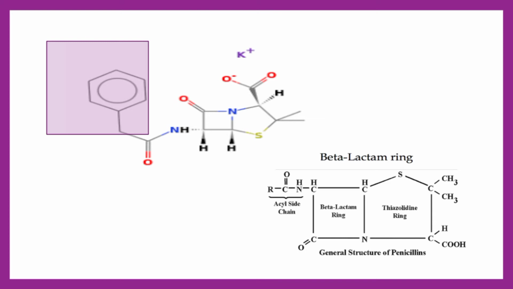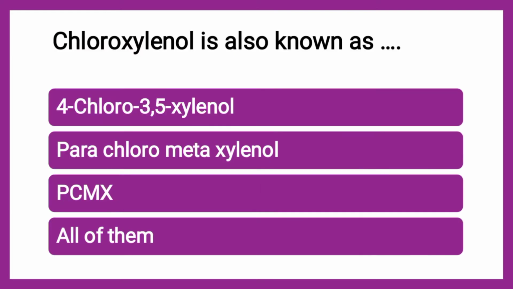So why is penicillin G known as benzyl penicillin? Because the acyl side chain R is benzyl. So it is benzyl penicillin. Next question is chloroxylenol is also known as dash.